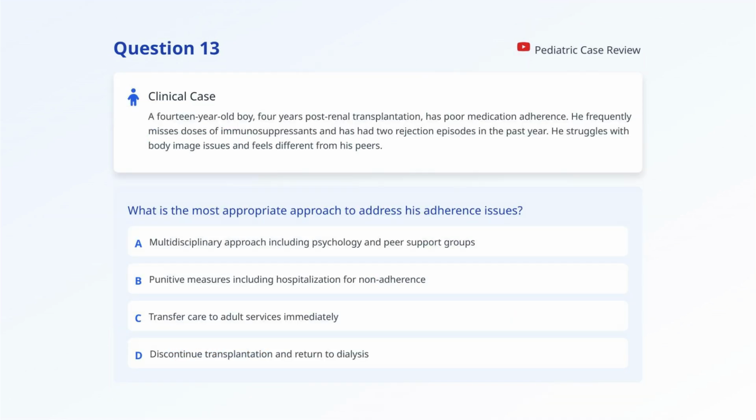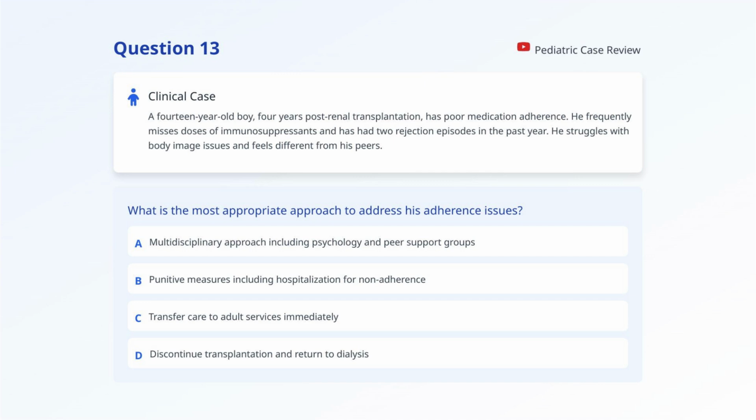A 14-year-old boy, 4 years post-renal transplantation, has poor medication adherence. He frequently misses doses of immunosuppressants and has had 2 rejection episodes in the past year. He struggles with body image issues and feels different from his peers. What is the most appropriate approach to address his adherence issues?